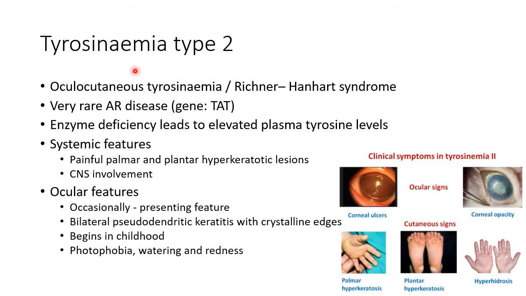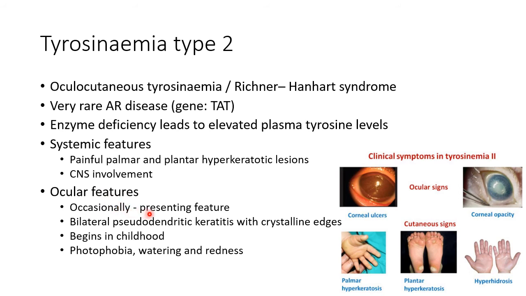Now let us discuss about Tyrosinaemia type 2. It is also known as oculocutaneous tyrosinemia or Richner-Hanhart syndrome. It is a very rare autosomal recessive disease and the gene involved is TAT gene. In this case, there is an enzyme deficiency which leads to elevated plasma tyrosine levels. The systemic features include painful palmar and plantar hyperkeratotic lesions, as you can see in this picture. There can also be hyperhidrosis and CNS involvement.